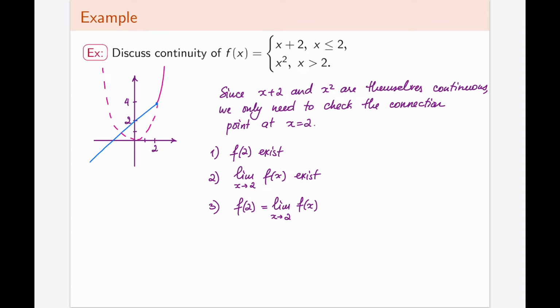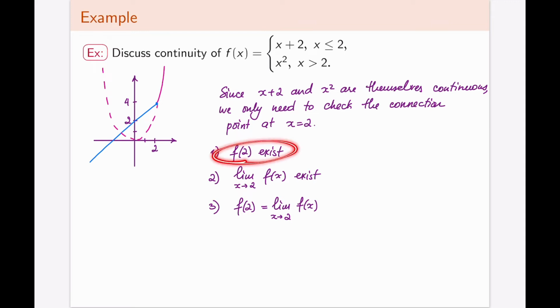If any one of them fails, that means that our function is not continuous. If they all pass, it means that the function is continuous at 2, and given the fact that the separate pieces of it are continuous everywhere, it will mean that the function is also continuous everywhere.